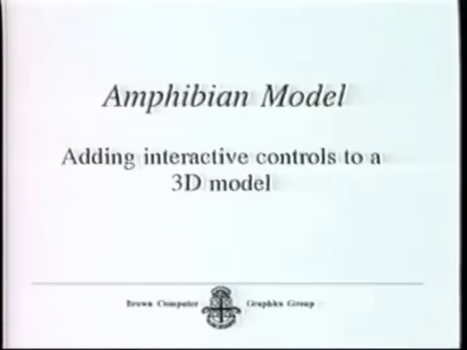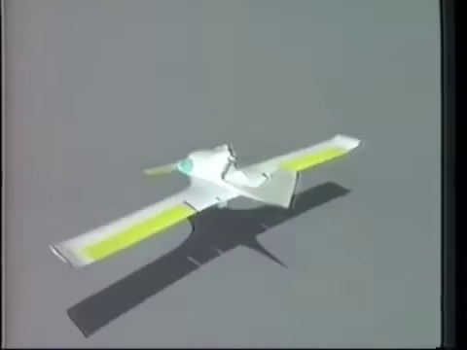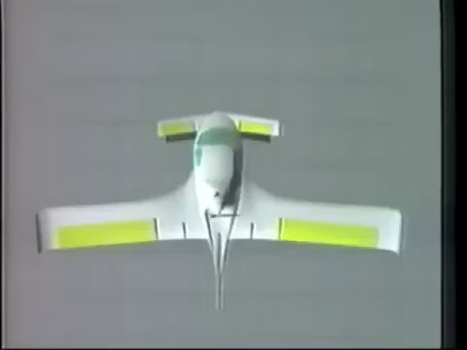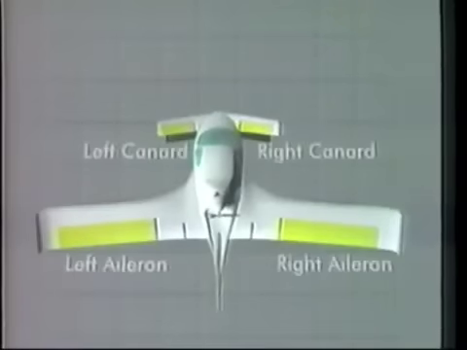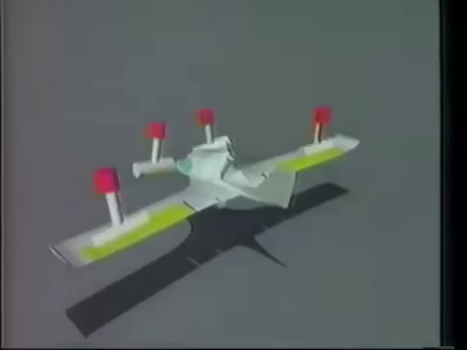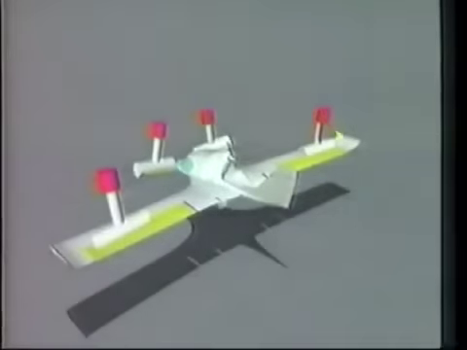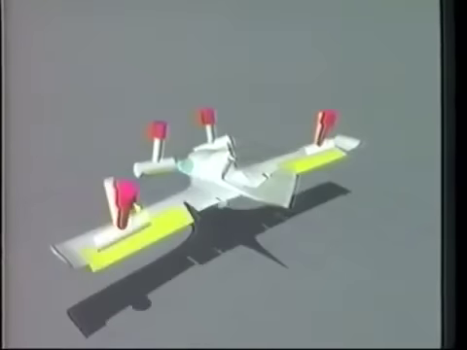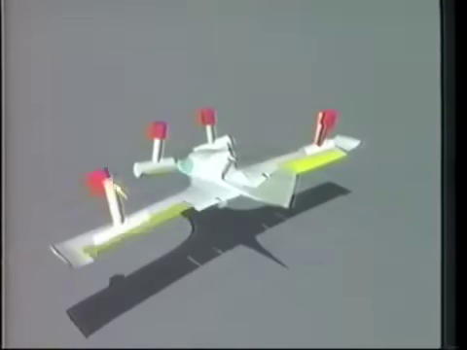In this segment, we show how to use our toolkit to embed interactive controls into a 3D scene. This model of an amphibian aircraft, created in our 3D modeler, has a number of control surfaces, ailerons on the wing, and canards near the front. Pin joints have been defined between parts of the aircraft. When the user rotates the red handle of a joint widget, the attached control surface rotates about a single axis. With this model, users may only manipulate a single joint at a time.